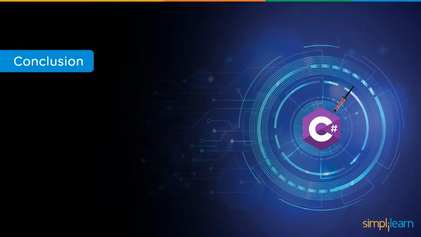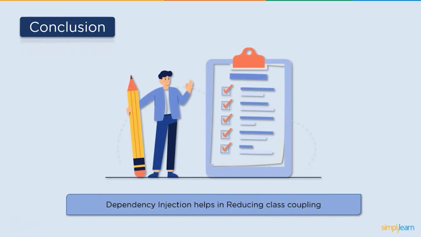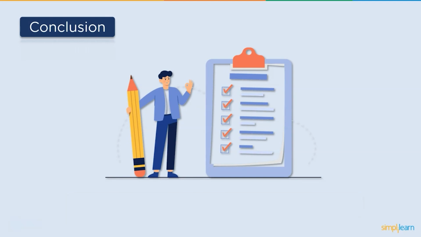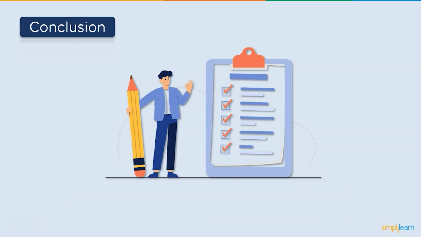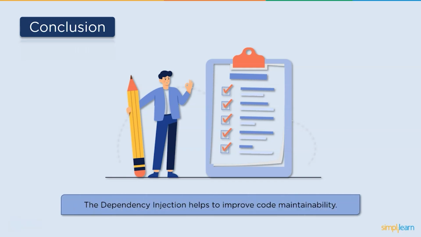Finally, let's conclude this tutorial with some advantages of dependency injection. First up, dependency injection helps in reducing the class coupling. Next up, it increases the reusability of the code. Next, the dependency injection helps to improve code maintainability. At last, the dependency injection makes it feasible to conduct unit testing.